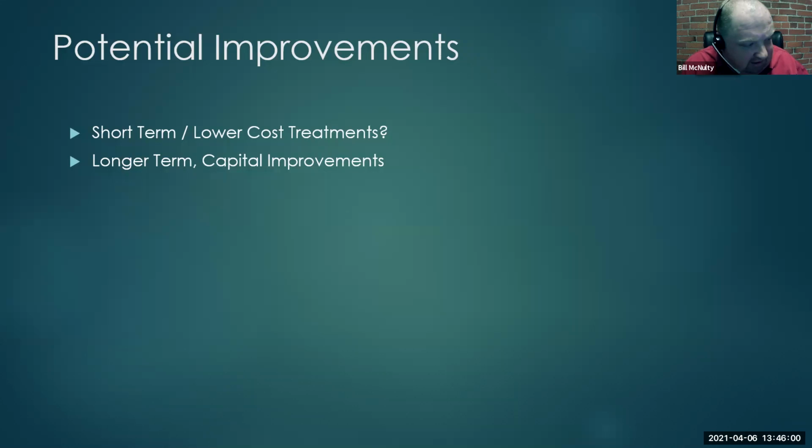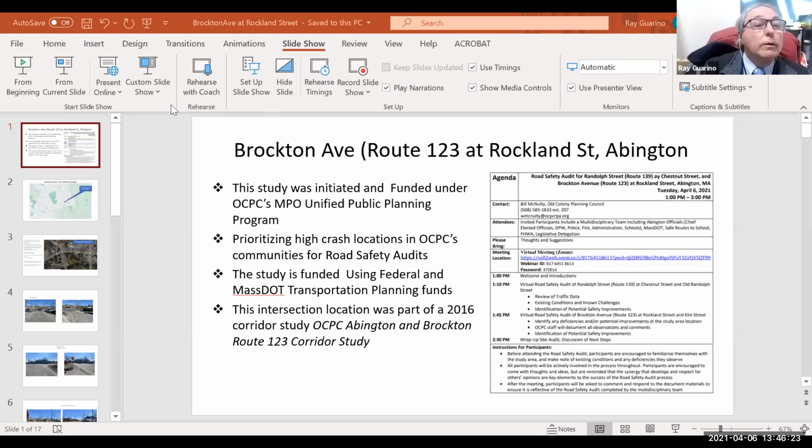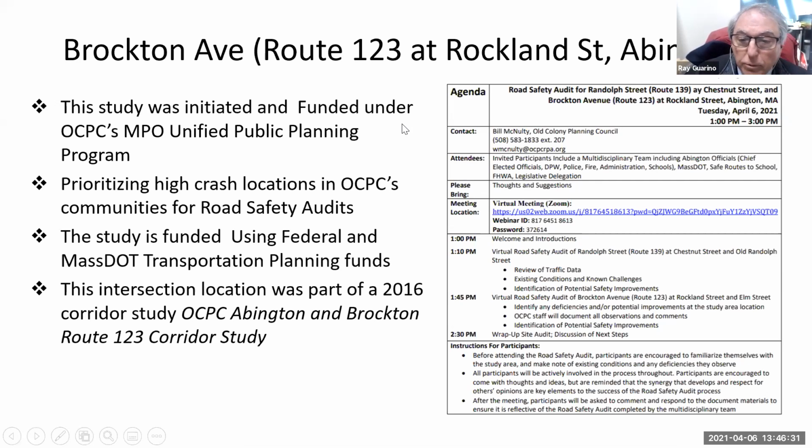So with that, I'm going to stop my screen share, and I'm going to hand it over to Ray, and he's going to go through the second half of this road safety audit. Okay. All right. So I think we're here and everyone can see my screen. Yep. Okay, great.